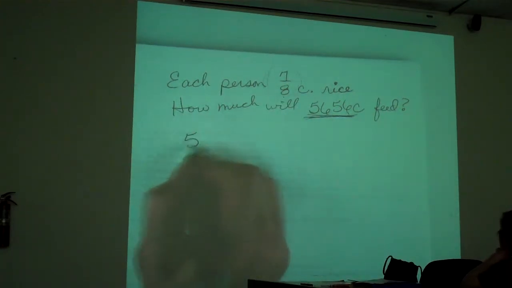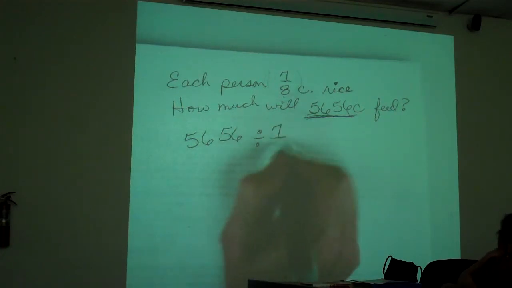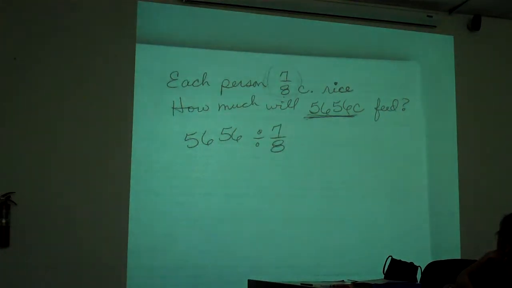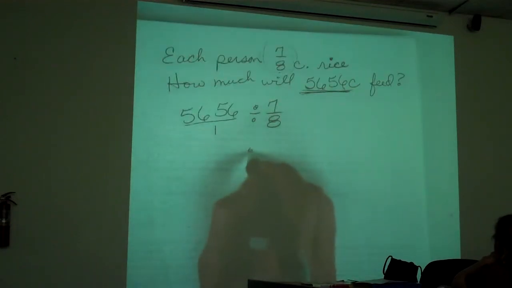So you have 56, and you're dividing it by how much each person gets, because you were going to divide it by 2 cups, right? So the 56 would go first? Yes, that's how much you have. You need to divide it up by how much each person gets. Divided by 7/8, so we're going to change that to multiplying by 8/7.